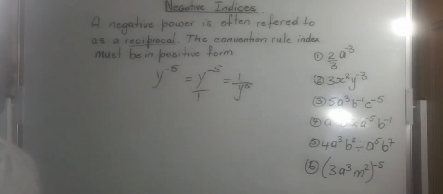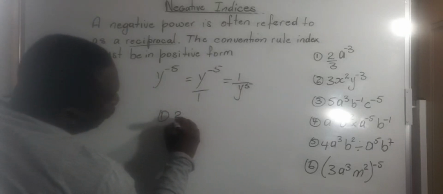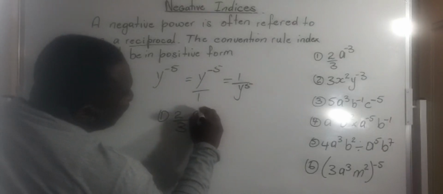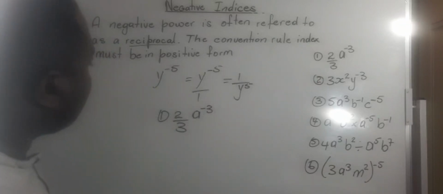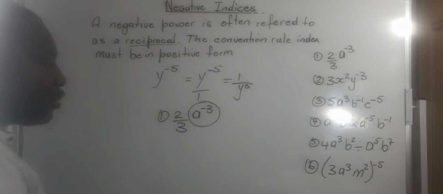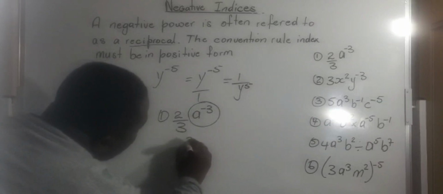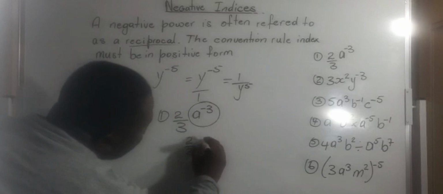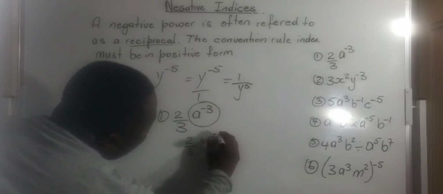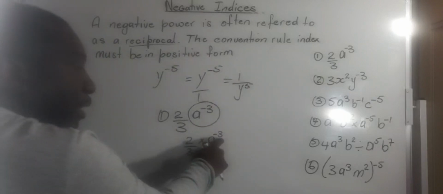So let us look at the examples that we have on the chalkboard there. We have 6 problems that we will be working together. First one being 2 over 3 and a to the negative 3. Guys, it is the a here that is being raised to a power. So we want to make this into a positive form. Just to guide us along so we don't make a mistake, this is really 2 over 3 times a to the negative 3 over 1. If I flip or reciprocate, it makes it positive.